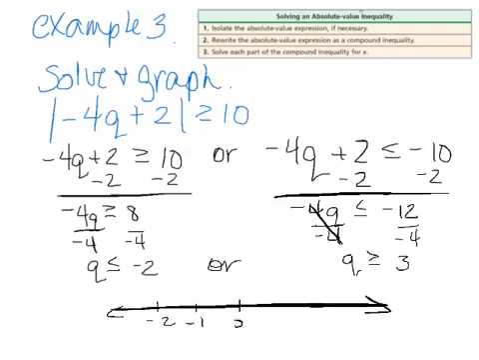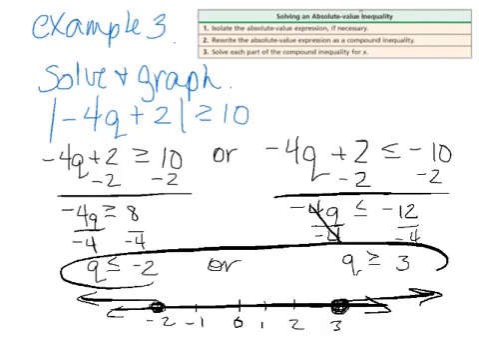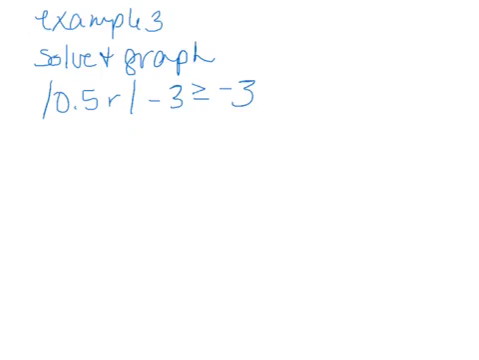Negative 2, negative 1, 0, 1, 2, 3. Closed dot at negative 2, going to the left. Closed dot at 3, going to the right. And there are my answers. Okay, let's try another one. Remember, your first step is to isolate the absolute value, so I'm going to add 3 to both sides.